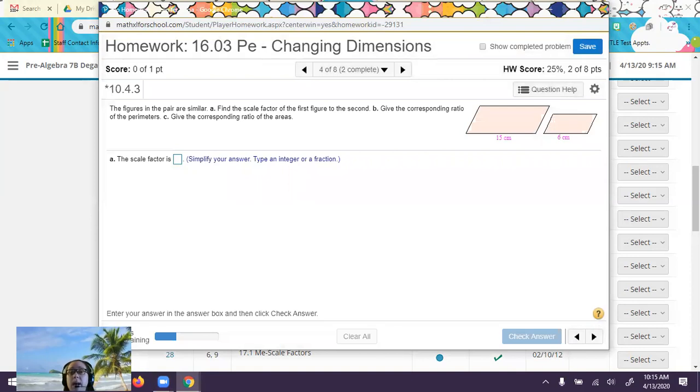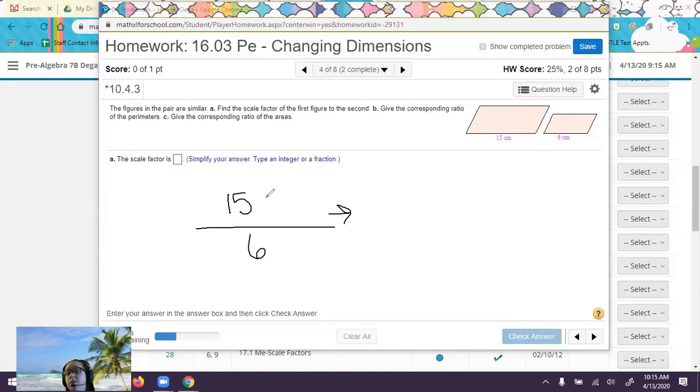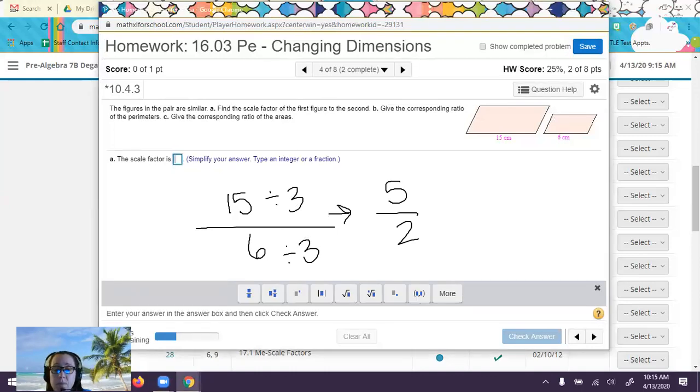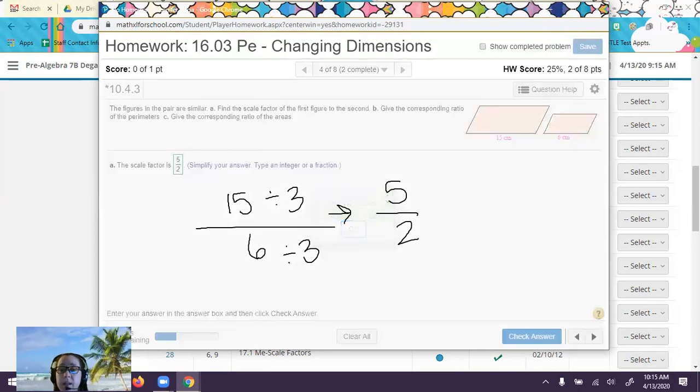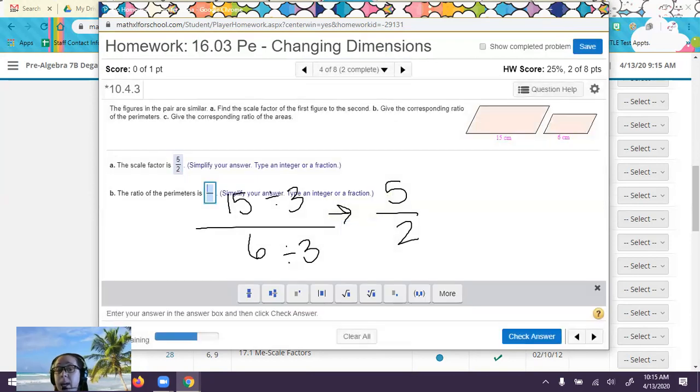So, yeah, just remember when you give the scale factor, you're comparing based on how they give it to you. They're giving you the big figure and then the small figure. So for the scale factor, you're going to compare the big side to the small side, and then you have to reduce. Both of these can be divided by 3. So we're left with 5 over 2. Yay.